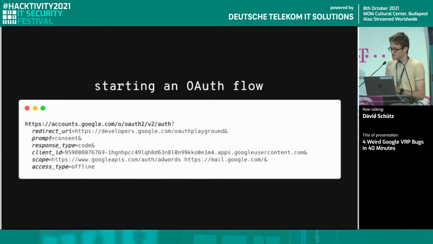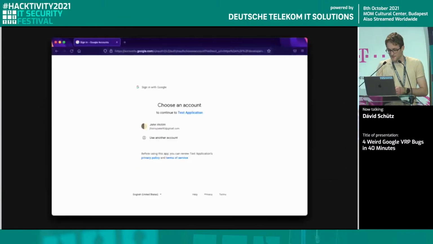To start this login flow, the application has to redirect the user to Google. The URL for that looks something like this. It includes a bunch of parameters which are not really relevant at the moment, but the important part here is the scope parameter. In that parameter, you can specify what permissions you want to request from the user. In this example, we are requesting access to the user's AdWords data and Gmail data. And this is what the user sees after getting redirected to this URL. They can select which of their Google accounts they want to use to sign in. You might be familiar with this page already.